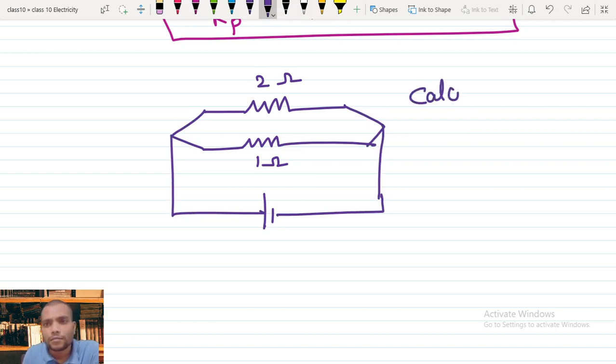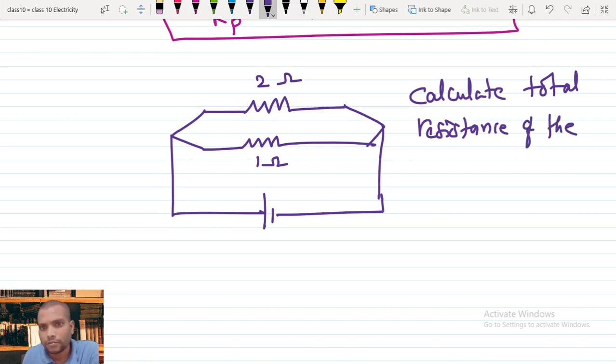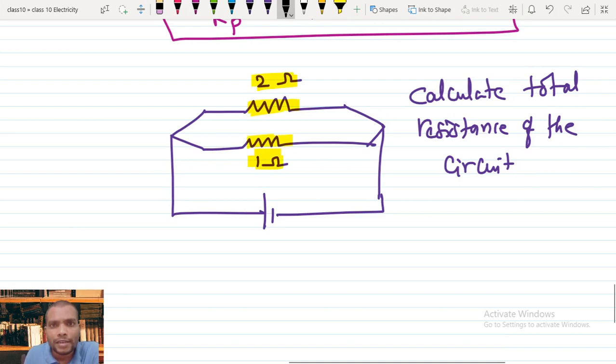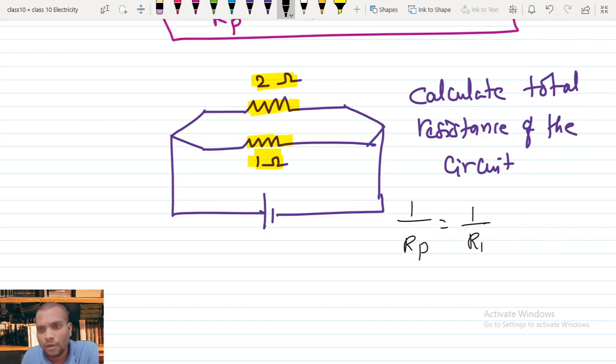Calculate the total resistance of the circuit. Since they are both connected in parallel, this is a parallel connection. So in parallel connection, what is the formula? 1 upon Rp equals 1 upon R1 plus 1 upon R2. Since there are only two resistances, I can write the formula like that. So 1 upon Rp equals 1 upon 2 plus 1 upon 1.